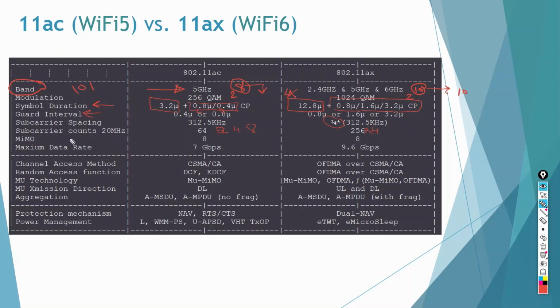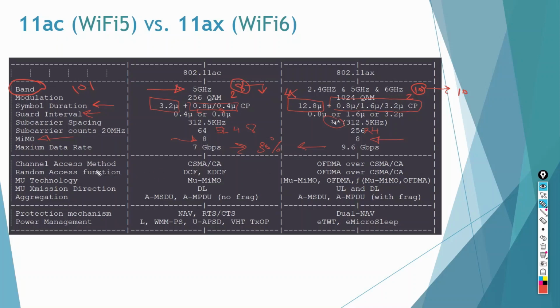And now in terms of MIMO, which is a form of antenna diversity, in 11AC we used 8 antennas for MIMO operations. Same case here, so we don't have a difference between 11AC and 11AX. In terms of the maximum supported data rates, 11AC achieves around 7 gigabits per second, whereas here it's 9.6. We would expect, I think, an improvement of up to 30%.